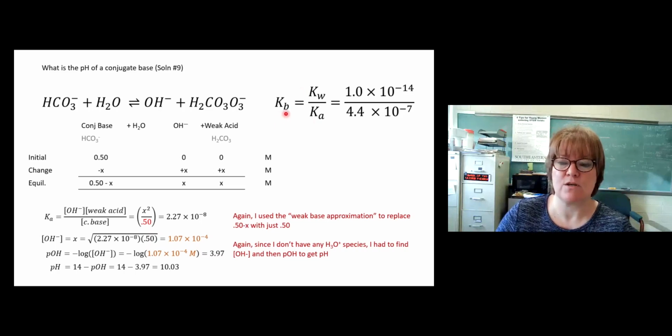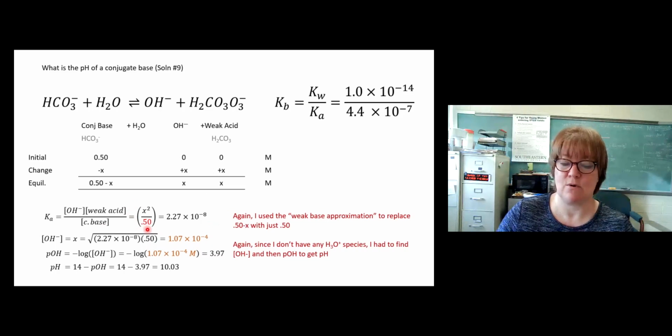This is a Kb expression. I know Kw is 1 times 10 to the negative 14. I divide it by the Ka, and it turns out to be 2.27 times 10 to the negative 8. So I find my Kb. The rest of it sets up the same. My Kb expression is a little different. Now my X is hydroxide ion, and I have weak acid on the top, conjugate base on the bottom. But the expression is pretty similar mathematically.